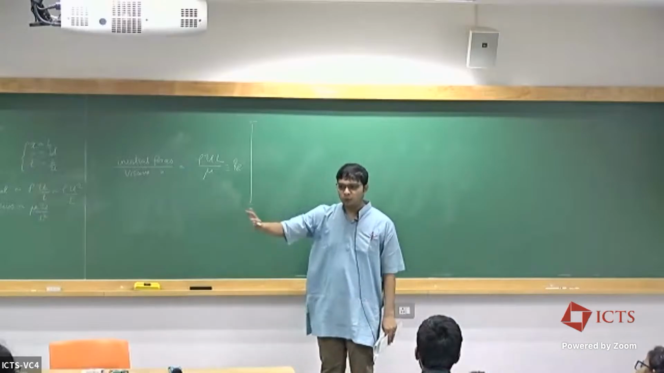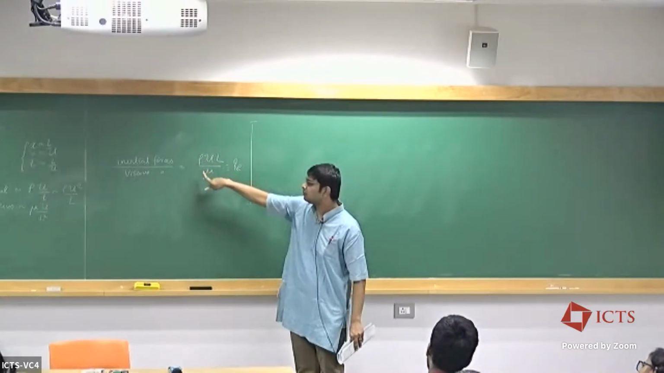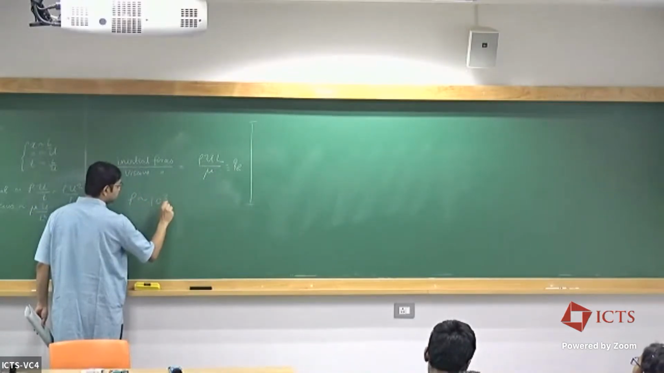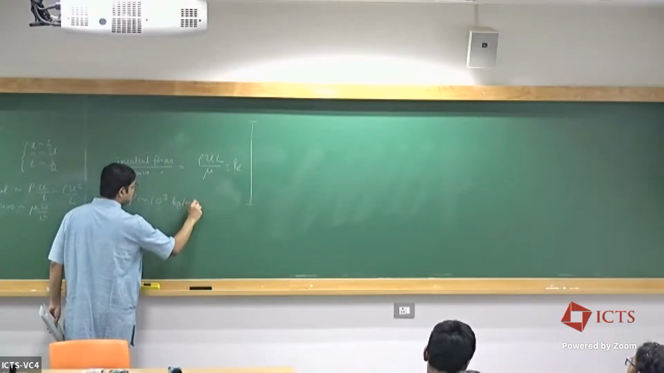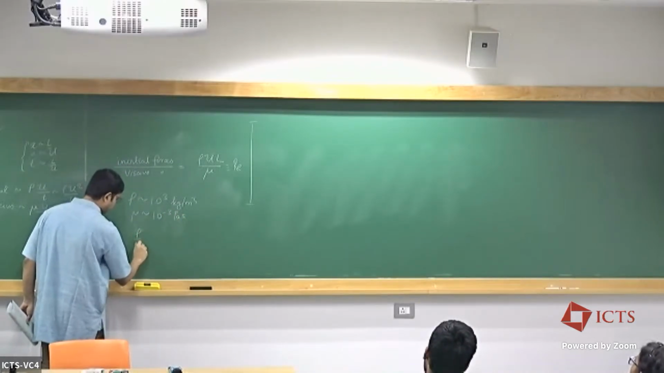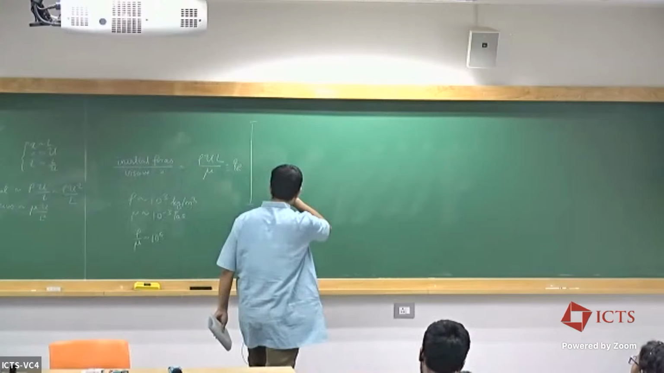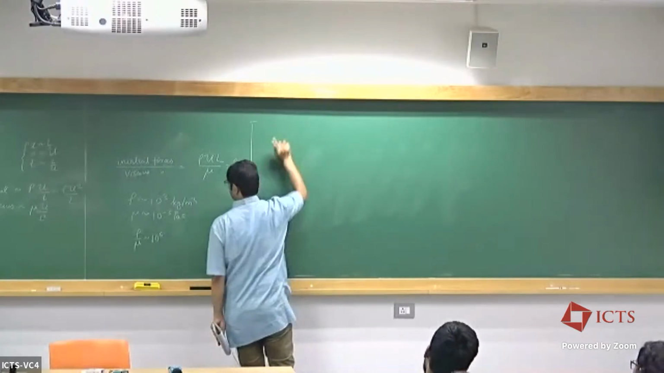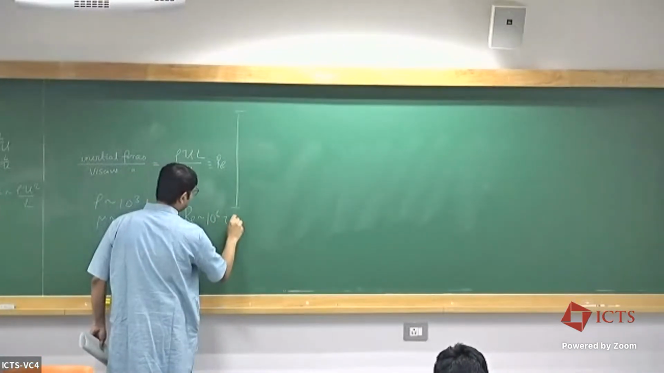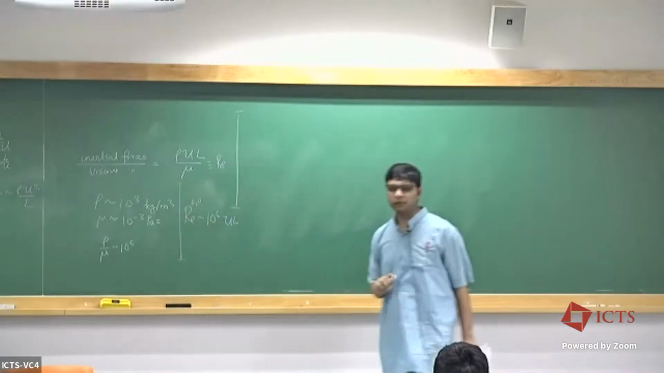So maybe we can do that. I will do every example in water. So for water, I know what rho is, the density of water. I know what mu is. So maybe we first compute rho over mu. So rho for water is 1000, and mu is what we just said, so rho over mu is 10 to the power 6. That's a very large number. So Reynolds is really 10 to the power 6 times U times L. This is the Reynolds number in water.